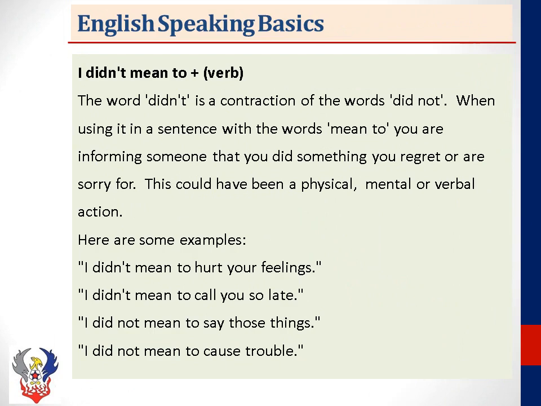I didn't mean to plus verb. The word didn't is a contraction of the words did not. When using it in a sentence, with the words mean to, you are informing someone that you did something you regret or are sorry for. This could have been a physical, mental, or verbal action. Here are some examples. I didn't mean to hurt your feelings. I didn't mean to call you so late. I did not mean to say those things. I did not mean to cause trouble.